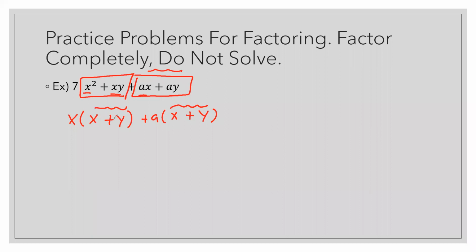If you don't see a term that repeats, then it probably doesn't work. So you just have to write the repeat once. In our case, x plus y, and then bring down your leftovers. So our leftovers is x and plus a. Okay, so this is the most factored it can be.